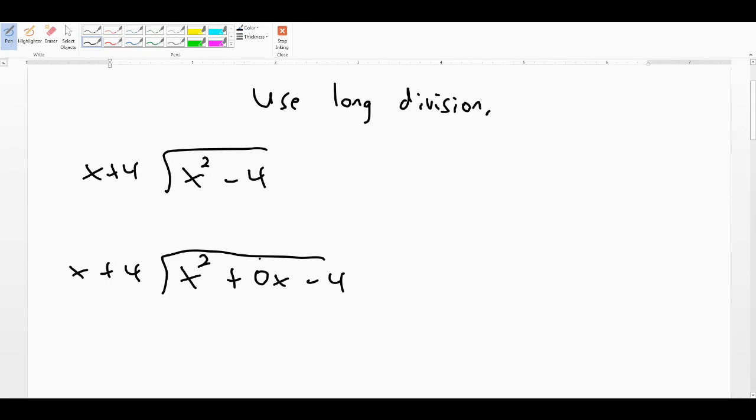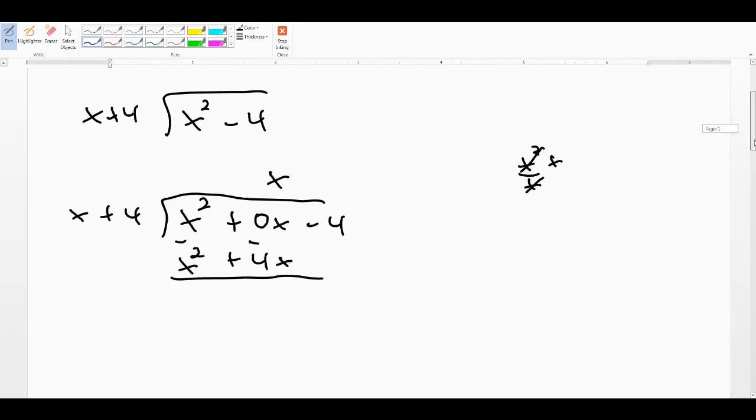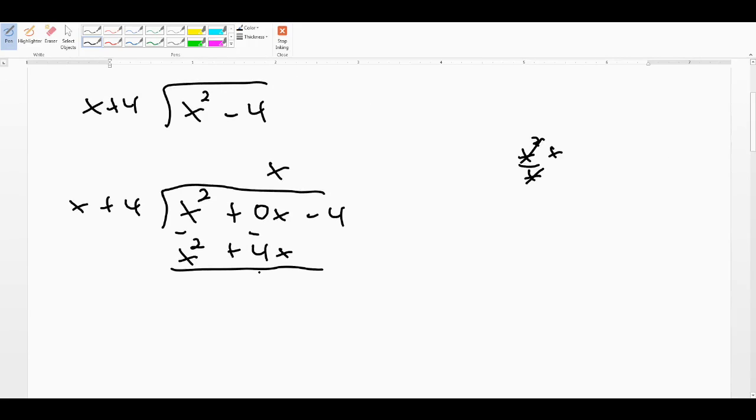I'm going to divide x into x squared. That x is going to cancel one of those, leaving an x. So I'm going to put that up there. I'm going to multiply it back through. X times x is x squared. X times 4 is positive 4x. Then we subtract, so put the minus signs in. These cancel out, and 0 minus 4x is negative 4x.